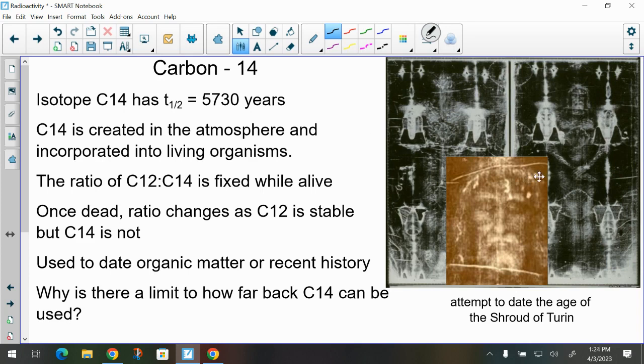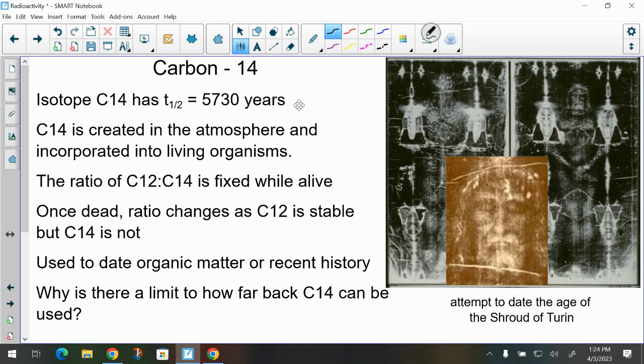Now, there's a lot of controversy about that because there are impurities, there's pollen on it, and the pollen could be older. But it's an interesting application of carbon dating. Now, carbon dating has a limit. The number of atoms gets cut in half every about 6,000 years. So you start with a bunch of atoms, 6,000 years later it gets cut in half, 6,000 more years it gets cut in half again, and again. So you're not going to use carbon-14 dating for dating a dinosaur.